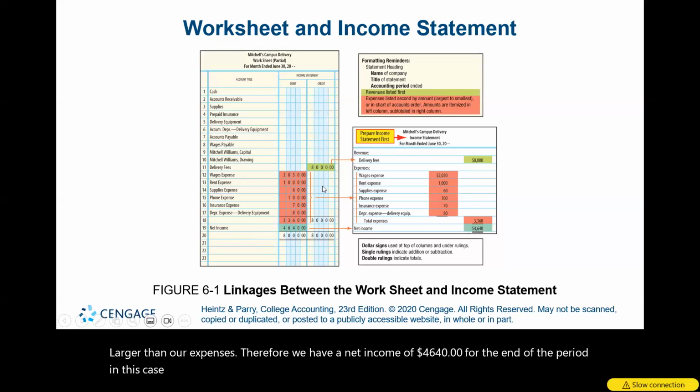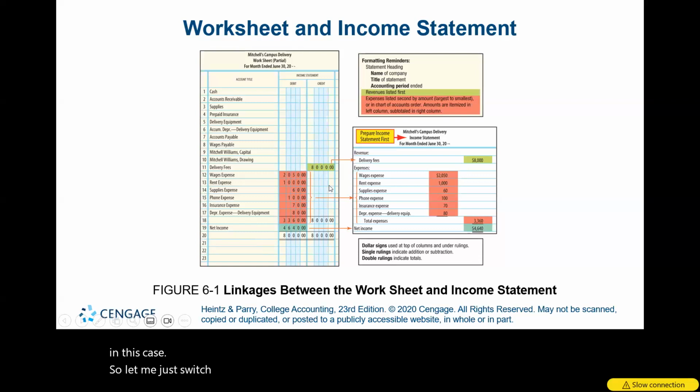Okay, so let me just switch over just to show you how a blank income statement will look.